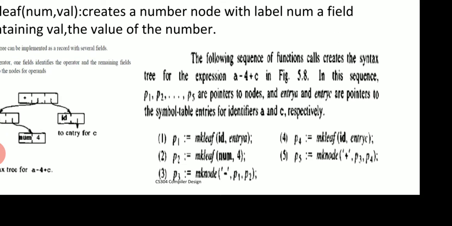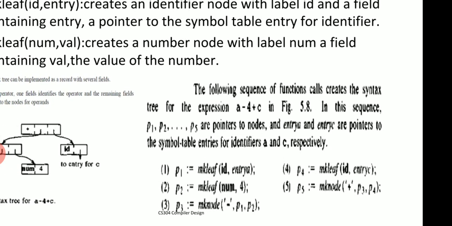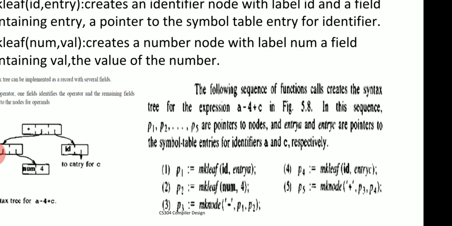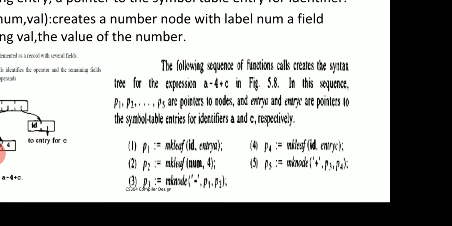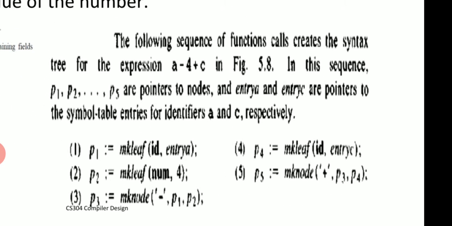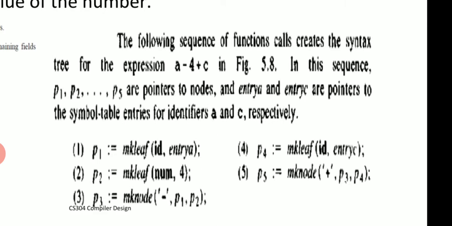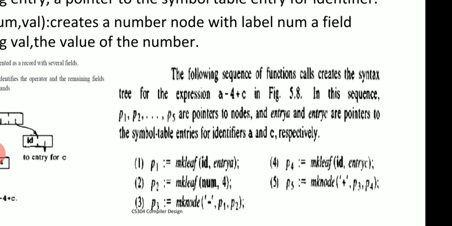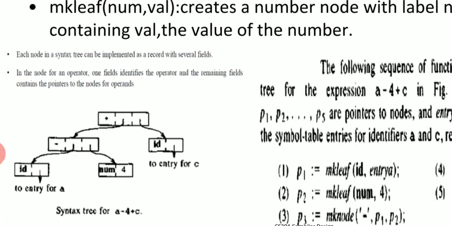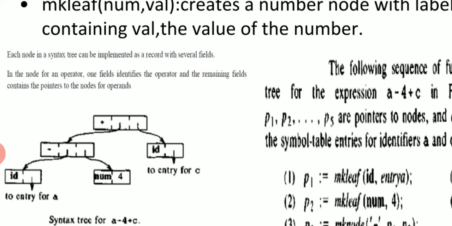That is why it is shown sequentially: p1 is equal to mkleaf a, then p2 is equal to mkleaf 4, then p3 is equal to mknode minus, then in the fourth step p4 is equal to mkleaf c, and p5 is mknode plus, and the pointers p3 and p4 point towards the results of a - 4 and c respectively. So the result is shown on the left hand side.